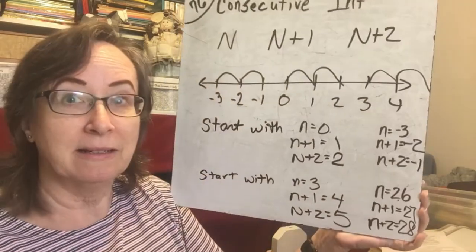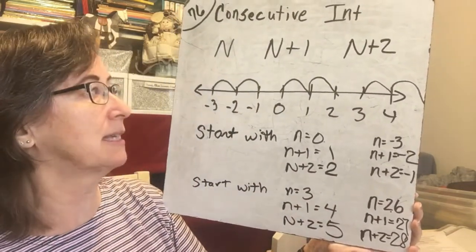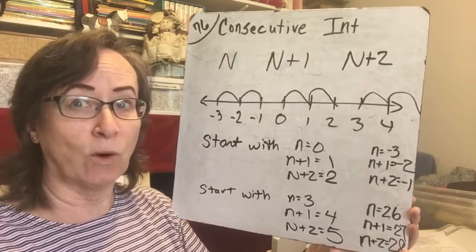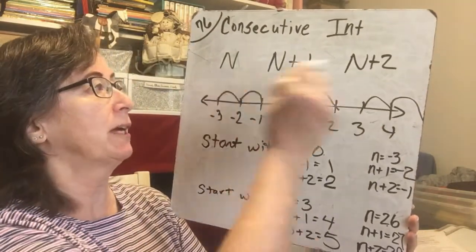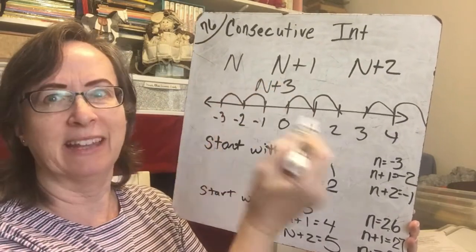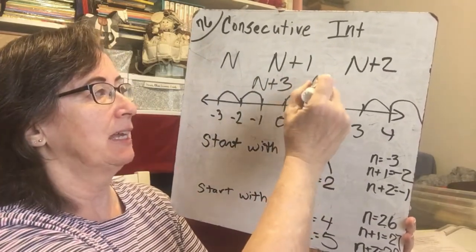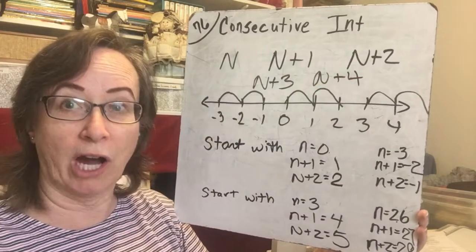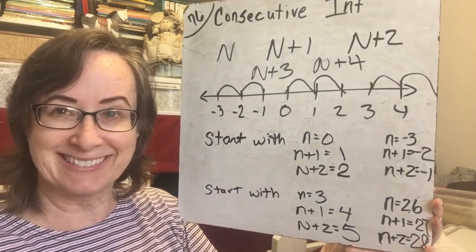Okay, well, since we see that that works, then if we wanted 4 consecutive integers, wouldn't we call the next one n plus 3? And then the next one after that, n plus 4. And we could go on and do this all day long.